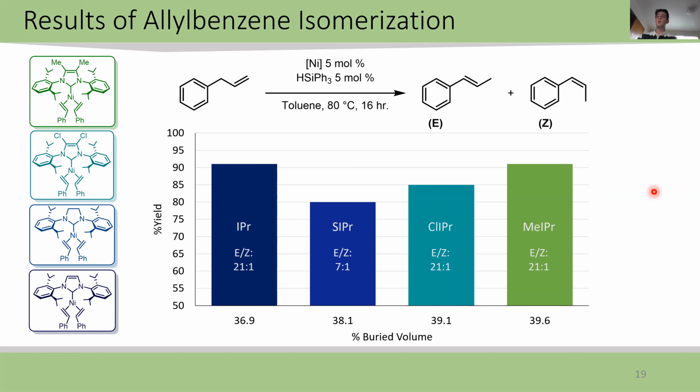So this sort of disproves any sort of hypotheses we had about the role of sterics on allylbenzene isomerization. That is, we thought that increasing the sterics about the nickel complex would decrease overall yield. But in fact, this is not what we saw. We saw that the smallest and the largest complexes had the exact same yield and the same E to Z ratio. If we look at these other 2 middle complexes, we notice that the saturated IPR complex had the smallest yield and smallest E to Z ratio. This was actually attributed to insoluble impurities that were not visible by NMR.